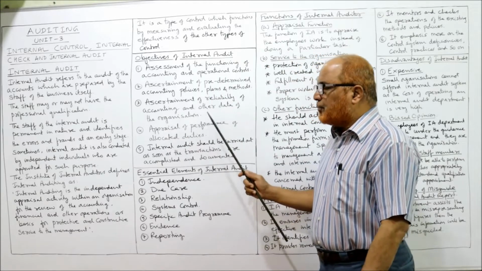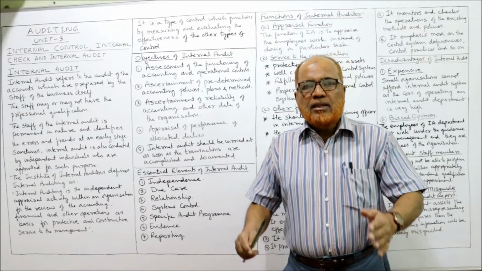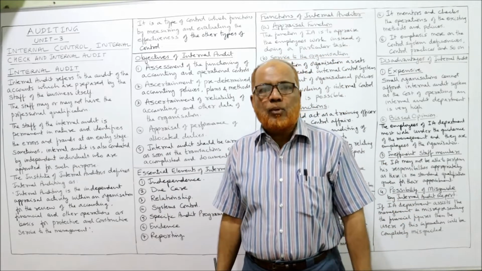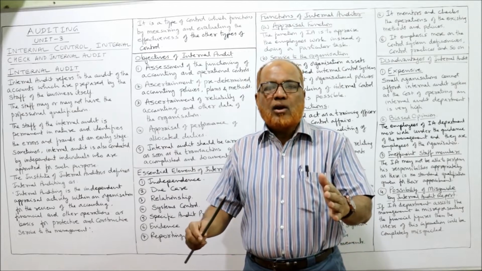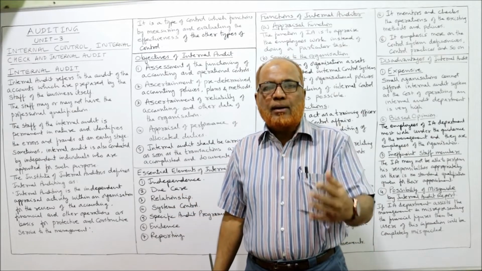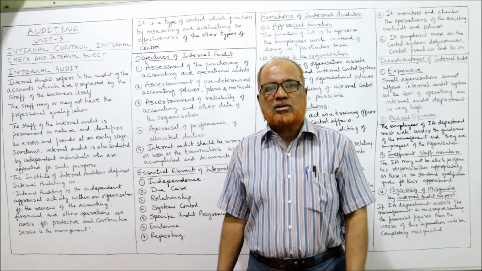Next one, appraisal of performance of allocated duties. The duties are allocated to different persons, different employees. So this internal auditor will evaluate whether the performance of every employee is according to the delegated task or not.